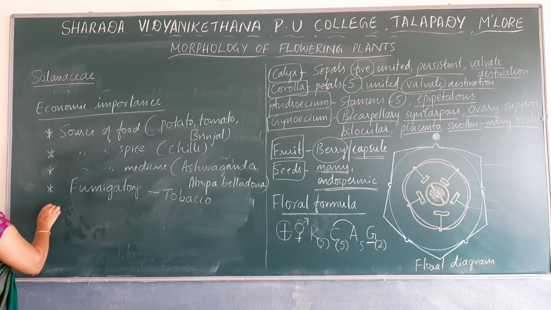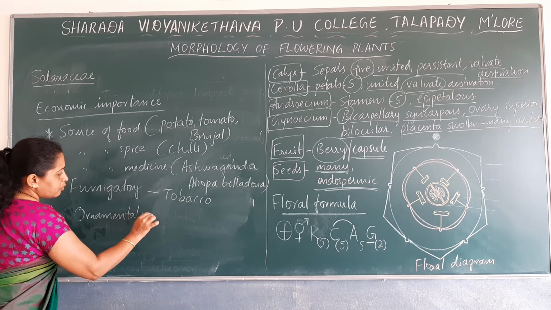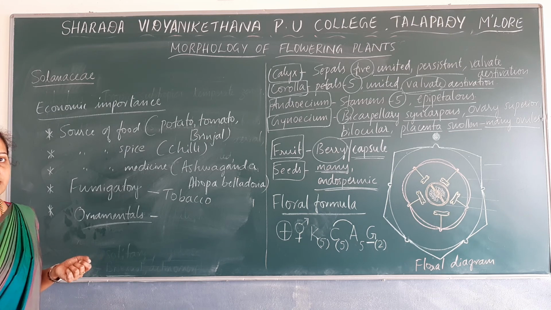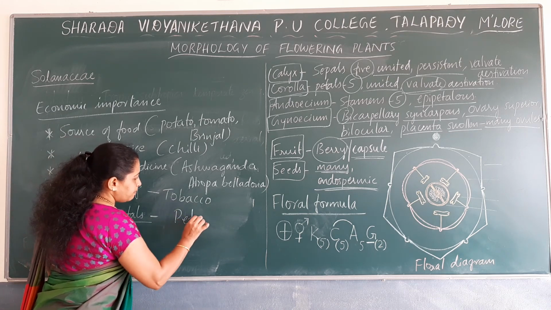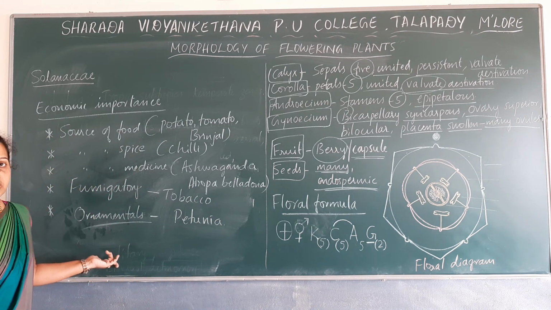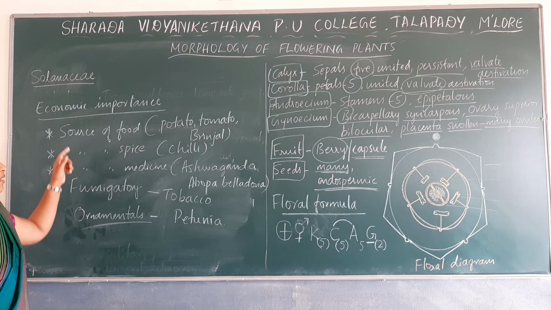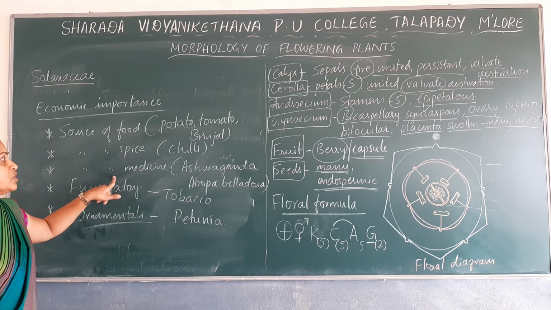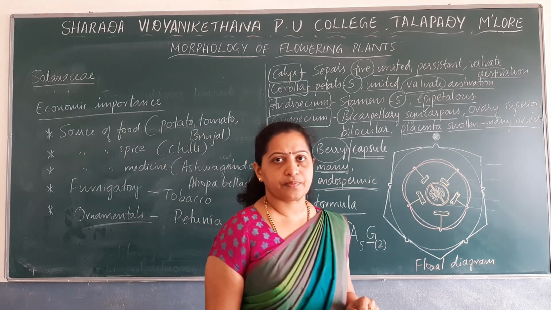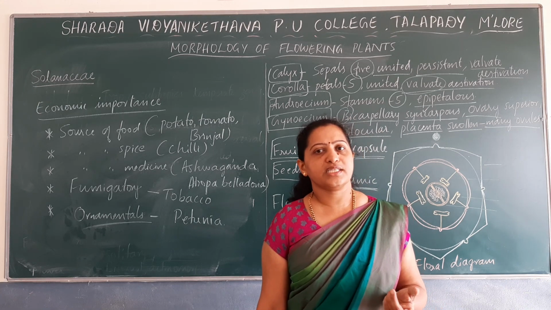And there are certain plants which may be ornamental. So we grow the plants for their showy appearance. We grow these plants especially in gardens. So these are the ornamental plants. For example, petunia. The plant named petunia is an ornamental plant that is included under family Solanaceae. So this is the economic importance of the members of family Solanaceae. They may be source of food, source of spice, source of medicine, they may be fumigatory plants or ornamental plants. So next we have to discuss a family that is included under class Monocotyledonae.